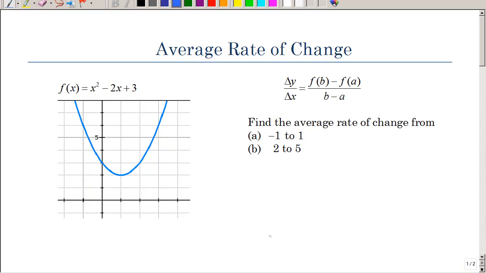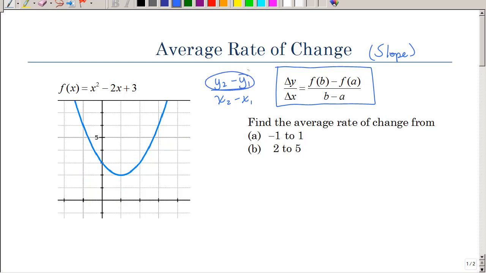We will be looking at what is called the average rate of change. What does that mean? It really means just the slope of a line, but we're going to apply that to different nonlinear functions. Well, the slope, you may remember, is y2 minus y1 over x2 minus x1. A fancier way of writing that is in this format: delta y. That little triangle is delta. That means the change in y over the change in x.